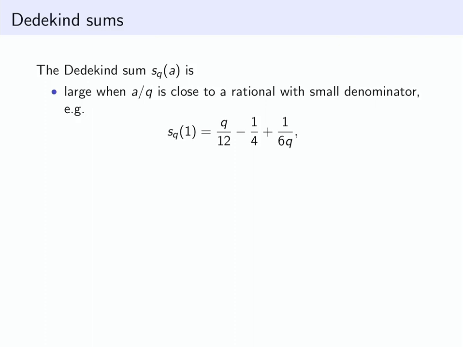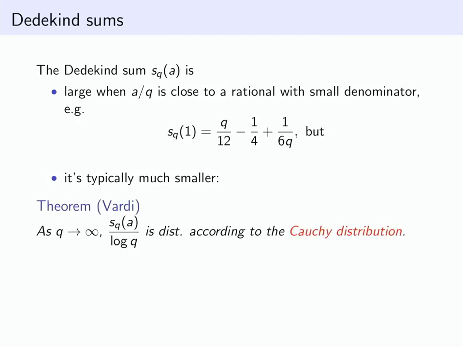On the other hand, typically it's going to be a lot smaller than this. In fact, it's going to be surprisingly small. You're summing up q things, so you're expecting some cancellation. Probably you'd expect me to say you're going to get something like square root of q. Actually, it turns out that typically you get something of size log q.